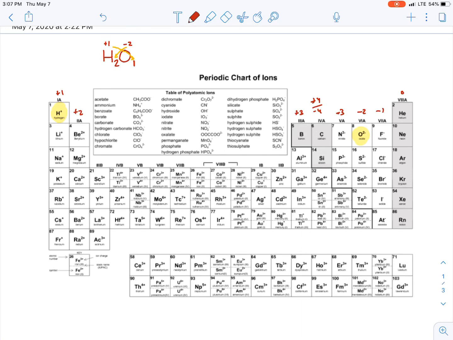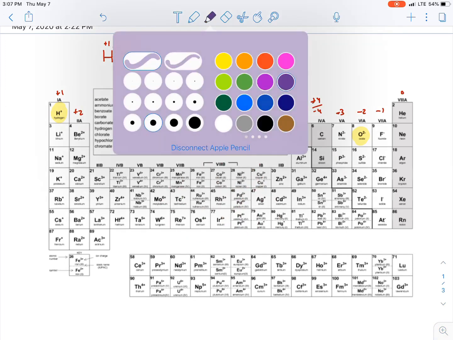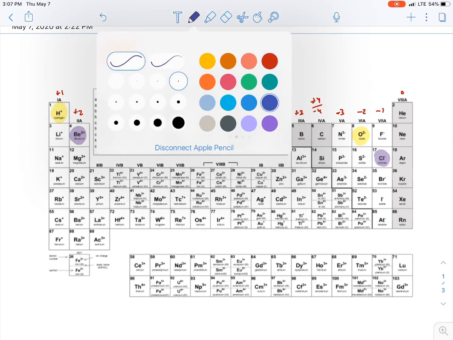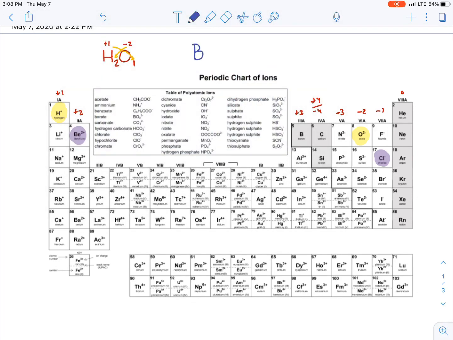Let's do beryllium chloride. Okay, let's see here. Beryllium, Be, is +2. Chloride, Cl, is -1. And so a 1 and a 2.